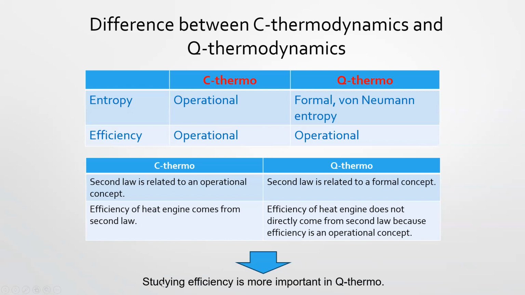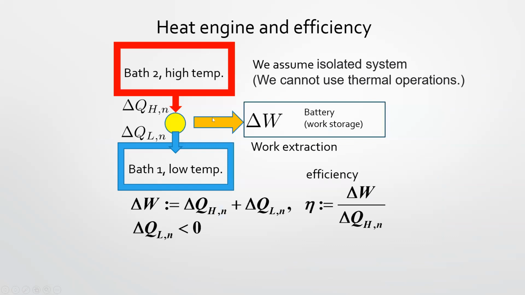So today we want to discuss studying the efficiency. This is more important. So what is the efficiency in quantum? Somehow the definition is common. There are two baths. One is a high temperature bath, this is bath 2, and the low temperature bath is bath 1.